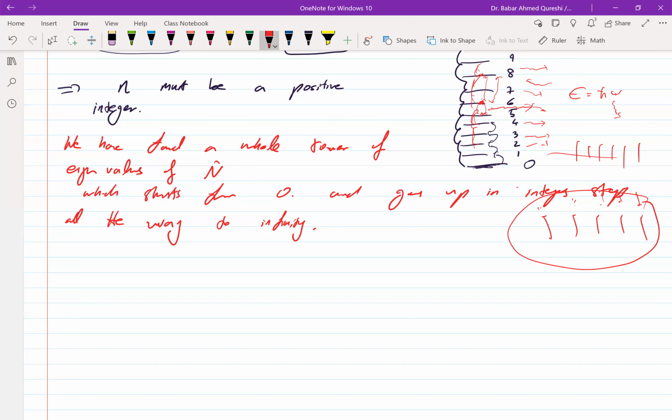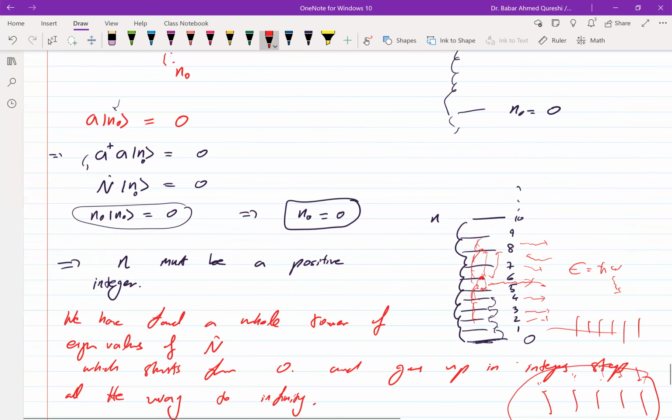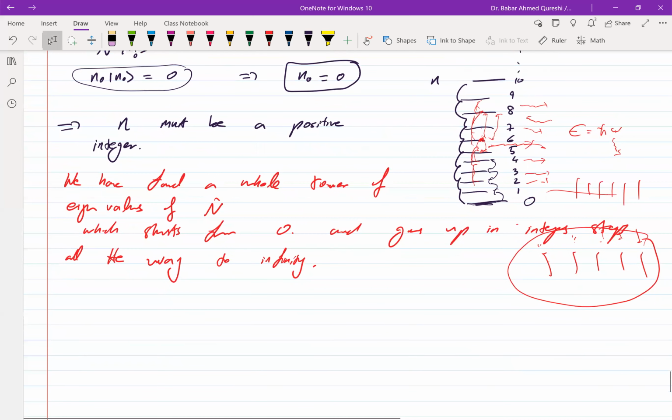But there was a nice mathematical argument which was going on that has been derailed.